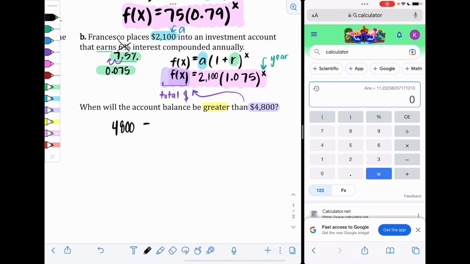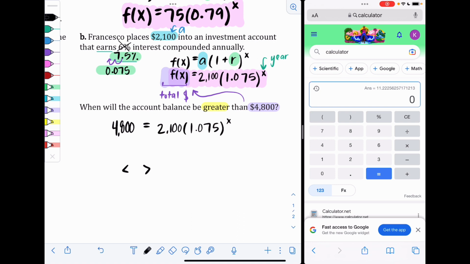I'm going to put an equal sign for now, but we're going to end up changing it. And then equals, the rest of it will stay the same. So 2,100 times 1.075, and then to the x power. Okay, so now we have to pick what type of symbol to use. It just says greater than, it doesn't say greater than or equal to, so we're going to use either this or this.